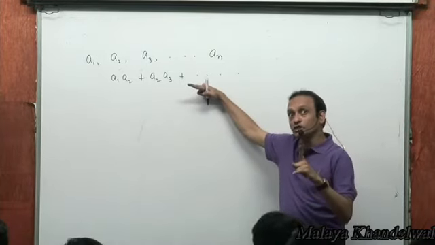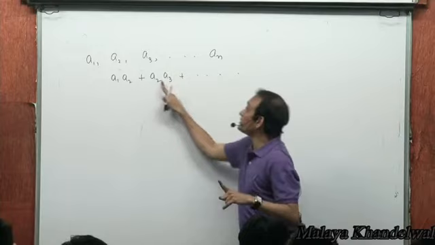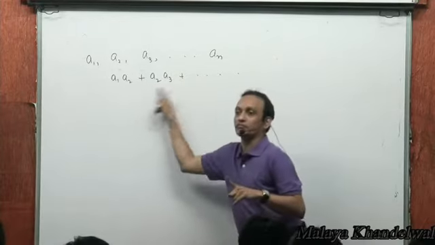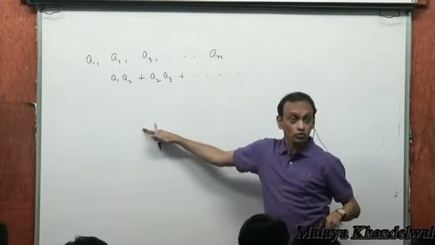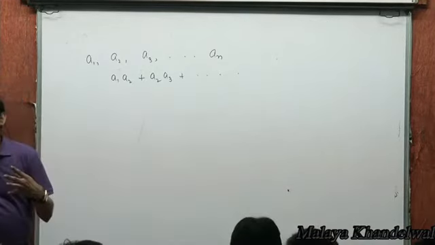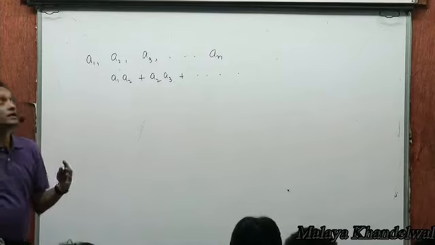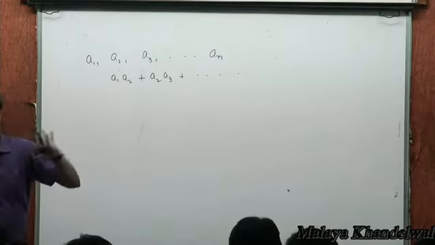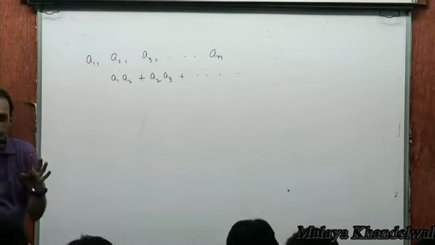This is the sum of the product taken 2 at a time. And once you learn some permutation combinations, you will realize that the number of terms here would be nC2. But don't bother about that right now.